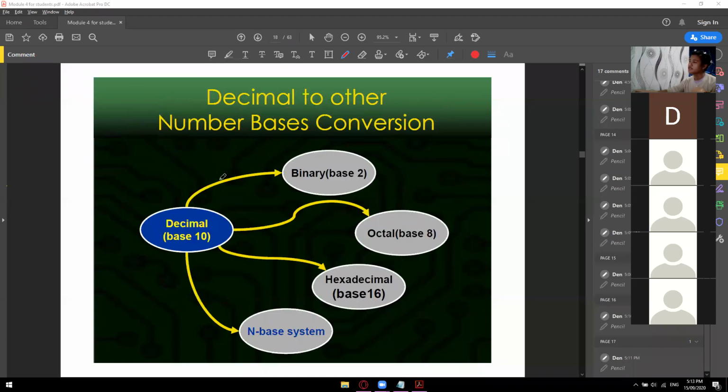Alright, so next one is converting a decimal to any base. So vice versa naman na tayo. From decimal to any base.